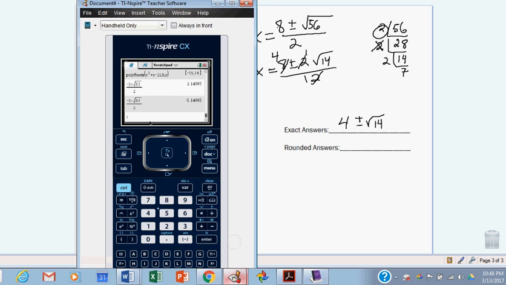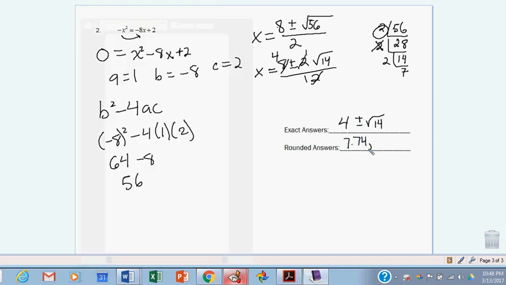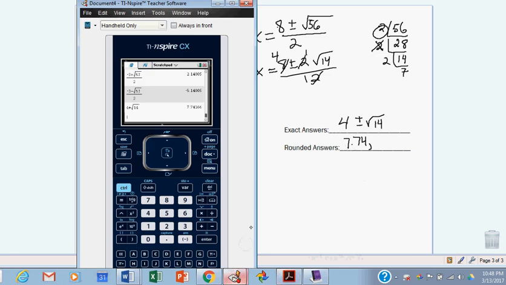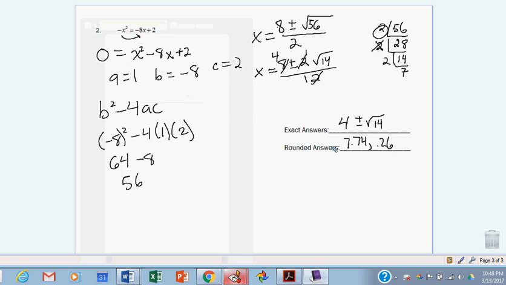I'm going to have to go to my calculator and type in 4 plus square root of 14. Hit enter. I got 7.74. And then the other one will be, again, I'm just going to go up there, drag it down, change that to a minus sign, hit enter, and I got 0.26. Again, 2 possible answers.